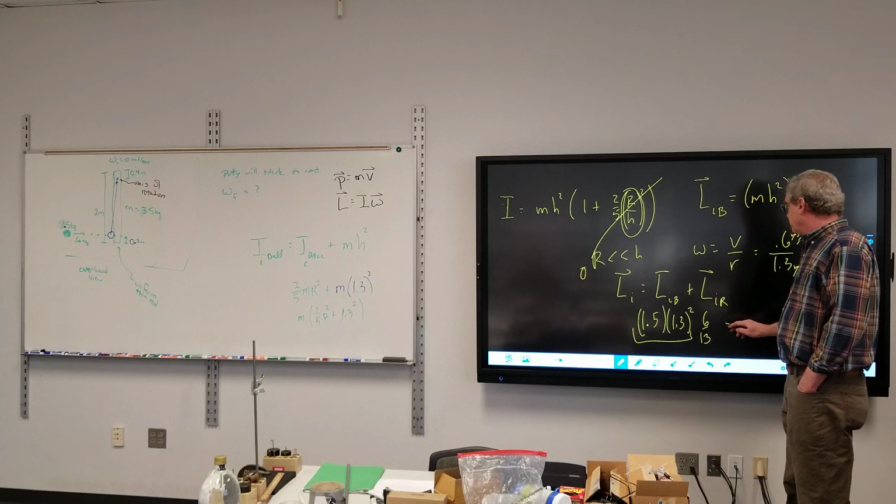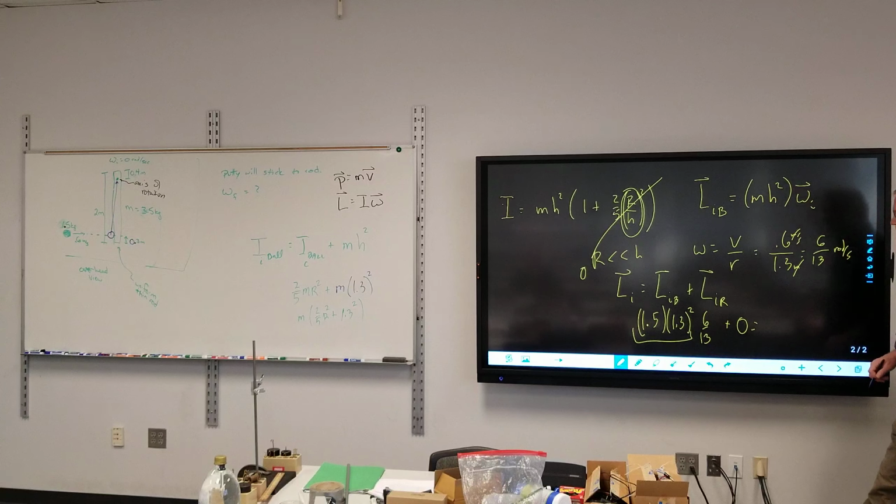Where'd you get the L_iB and L_iR? The total angular momentum before, ball and rod. Oh, okay. The ball, axis of rotation, so R is just straight. So then through the magic of a calculator, you end up with some answer, 1.17. That may or may not be right.